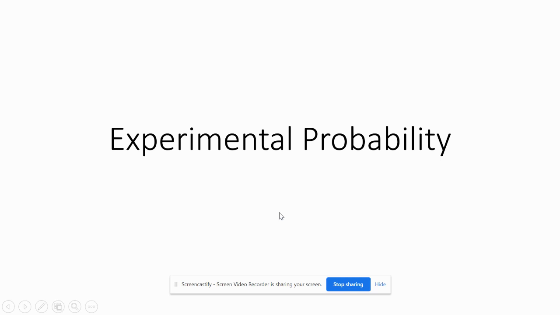All right, so our topic for today is experimental probability. We call it experimental probability because this experiment has already been done, right? They give you the probability of each event happening after they do the experiment. And so we make our assumptions or our calculations based off of the experiment that already took place. So let me show you an example of that.